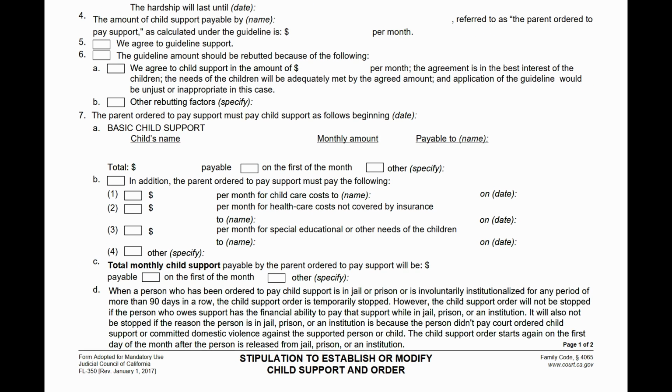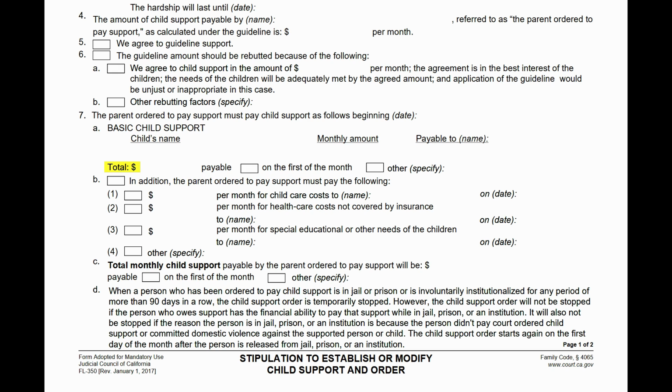In 7, fill in the date for when child support payments should start. Write in your child's name, the amount of child support, and the name of the parent that is receiving support. If you have more than one child, you can try and fit the information here or attach a separate sheet with the additional information and label it Attachment 7A to the FL-350.